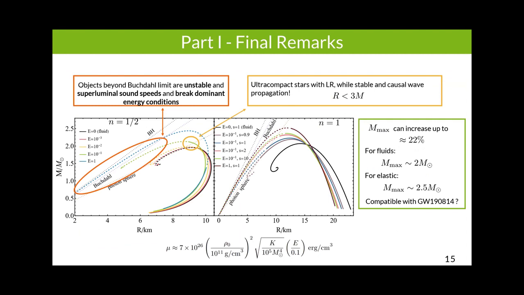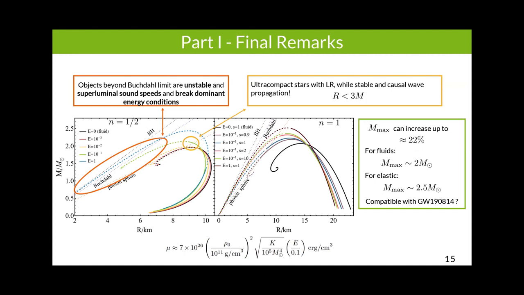So as a final remark from just this part, what we have seen is that although elasticity increases the maximum mass and compactness, objects that go beyond the photosphere are unstable because they are past the maximum mass, and they also typically have unphysical superluminal sound speeds. So they are not viable models for compact objects.